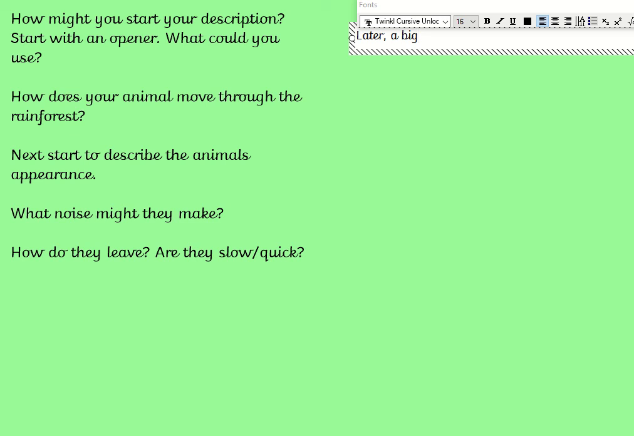Big. I know that big's not a particularly powerful adjective. I'm going to try huge because they are really big jaguars, one of the biggest cats. So a huge jaguar, and I'm going to look back at my plan and I'm going to make sure I use that simile because I was really proud of that simile with teeth as sharp as knives. I think it's really descriptive. So later, a huge jaguar with teeth as sharp as knives.